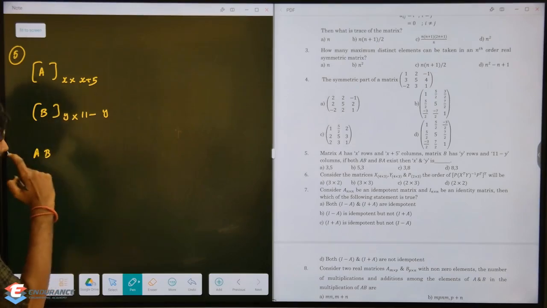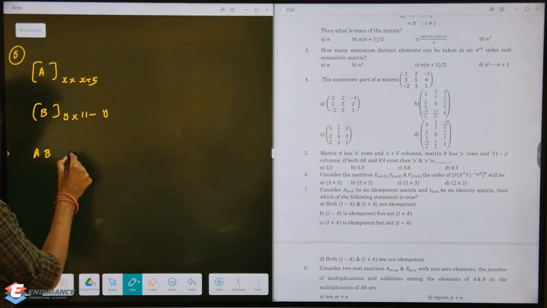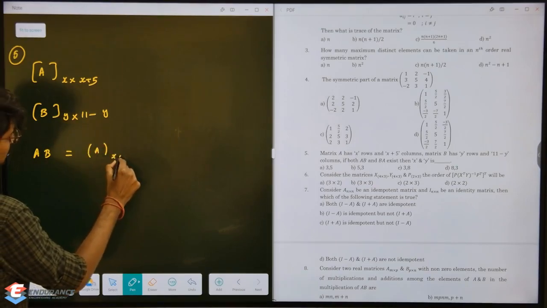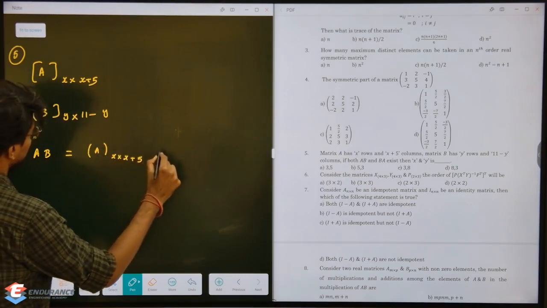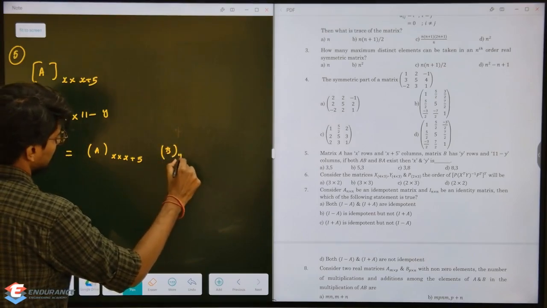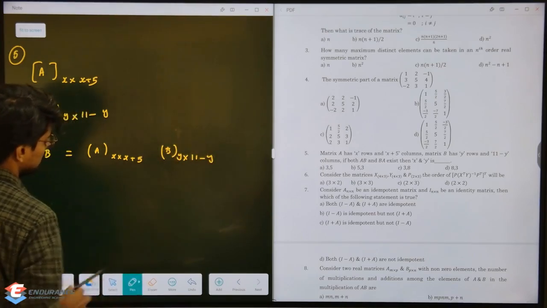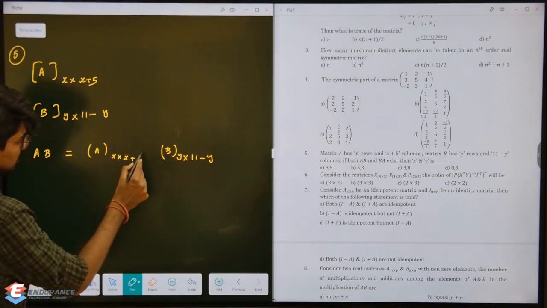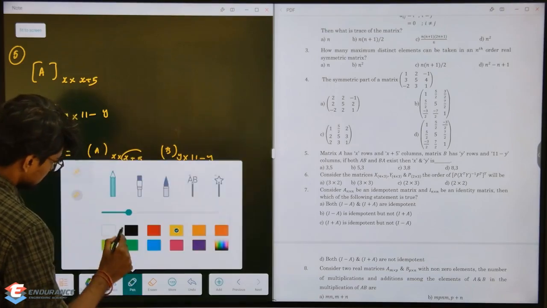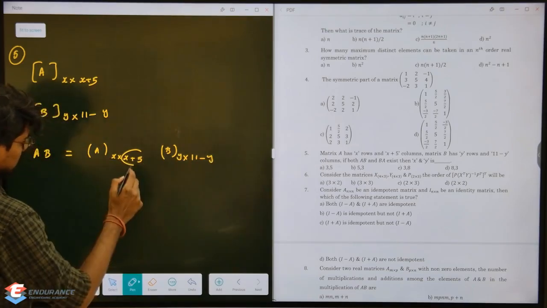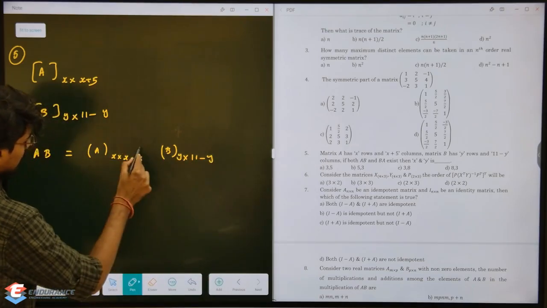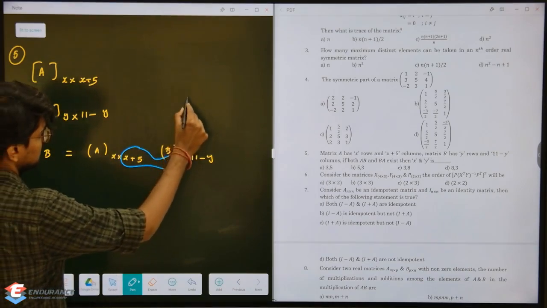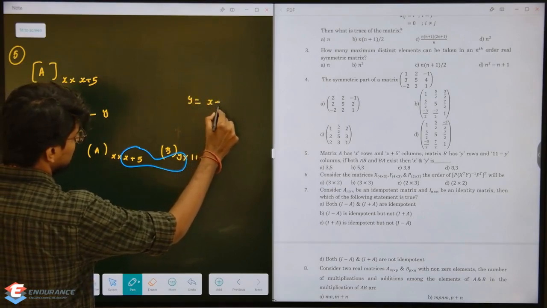C has to be correct. Okay. So AB both has to exist. In the sense, A is X cross X plus Y, and B is Y cross 11 minus Y. So column in the first matrix and row in the second matrix should be same. So X plus Y and Y should be equal. That is the first condition.